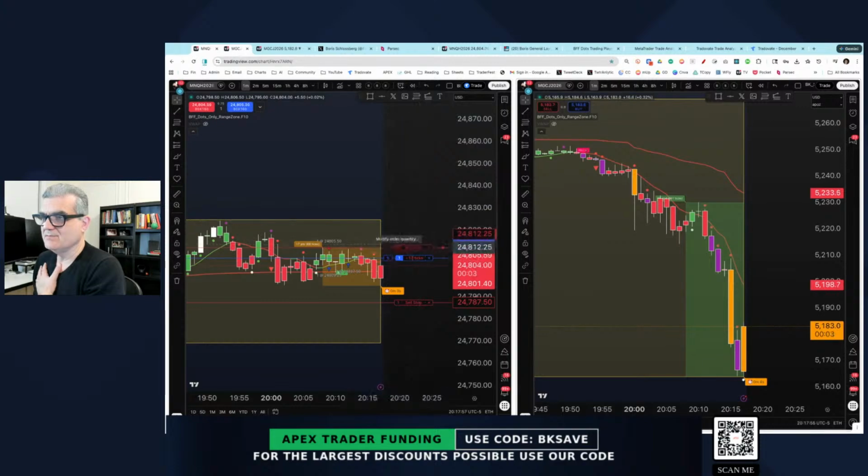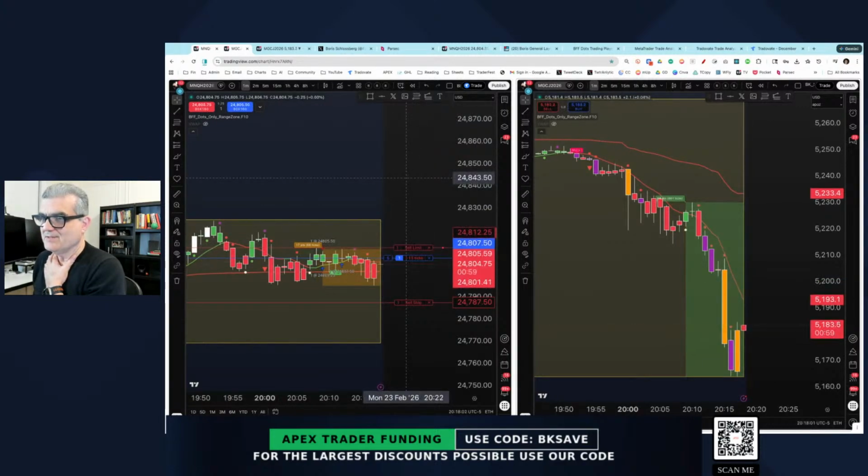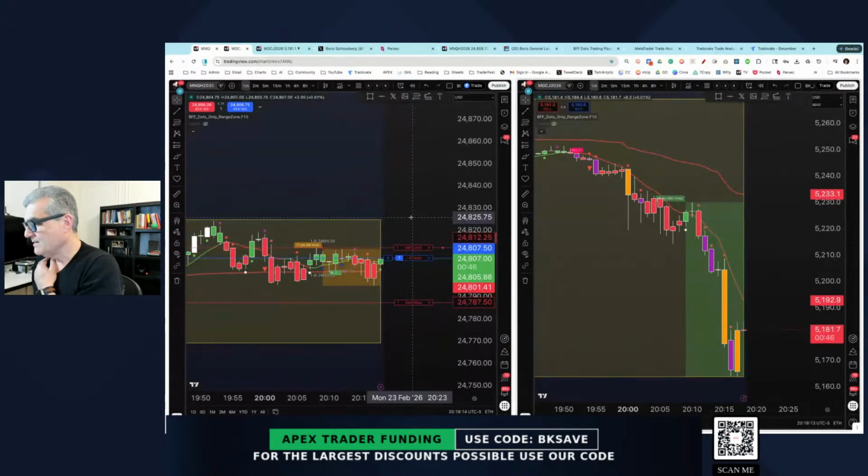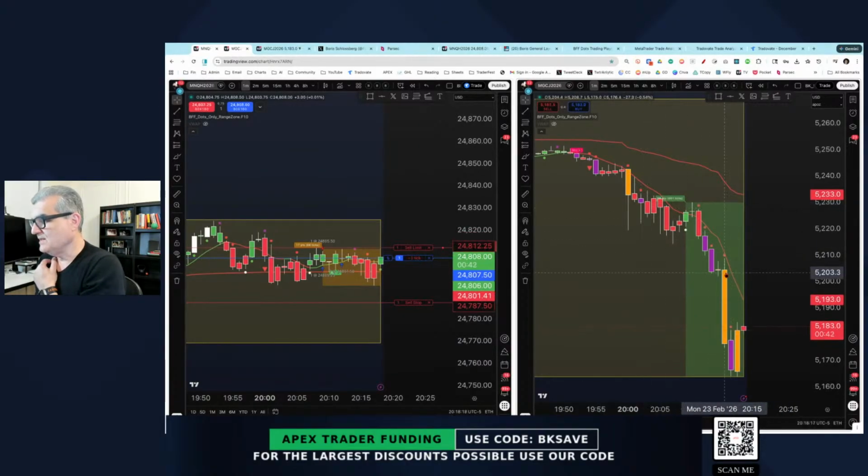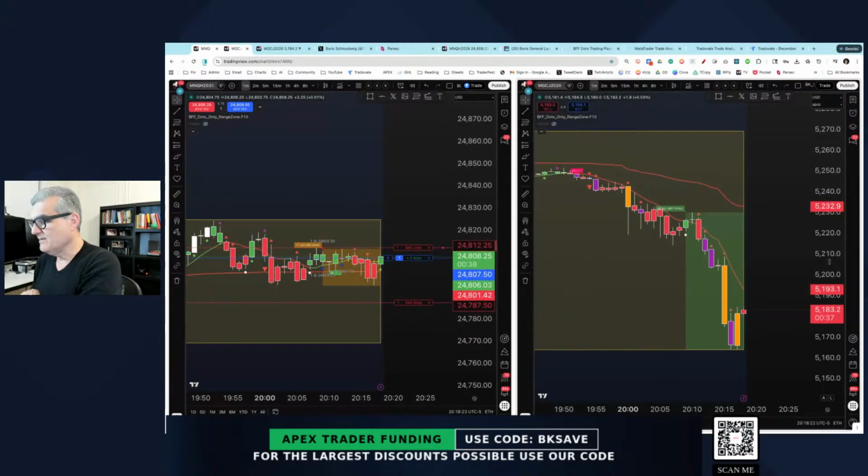NASDAQ, meantime, is just bouncing around doing nothing. It's doing its 10 points an hour trade here. So still holding the VWAP, still holding the position, but not exactly exciting news here. So really huge moves. These orange candles signal massive volatility, right? So these are huge volatility moves here.